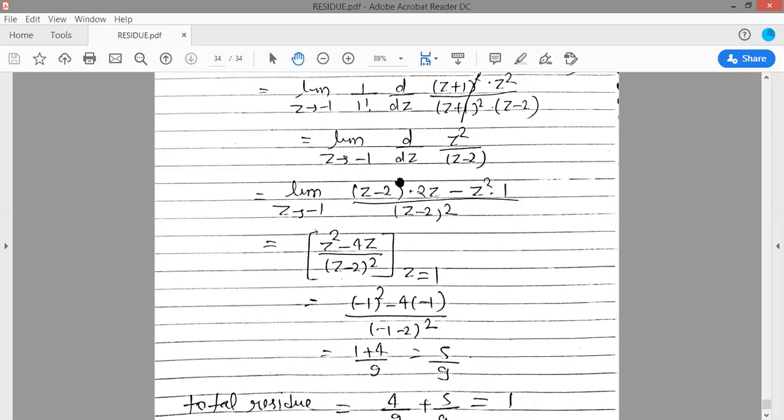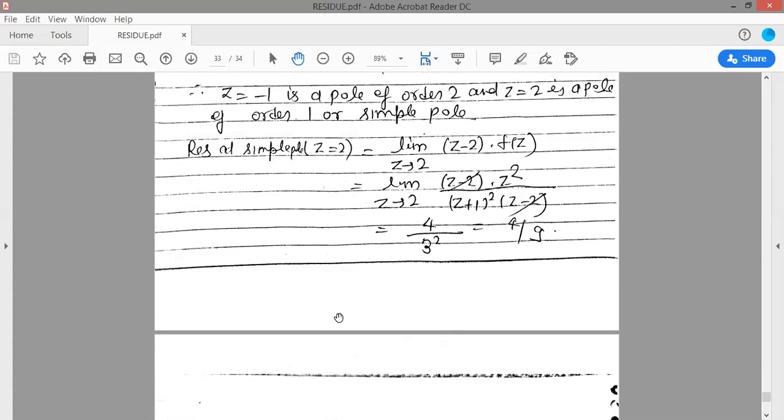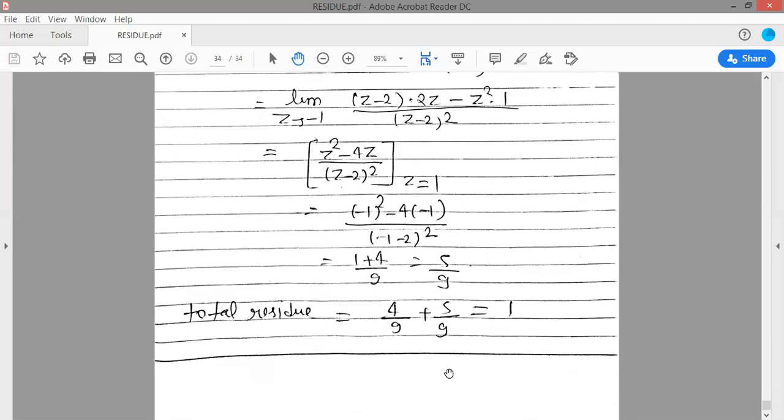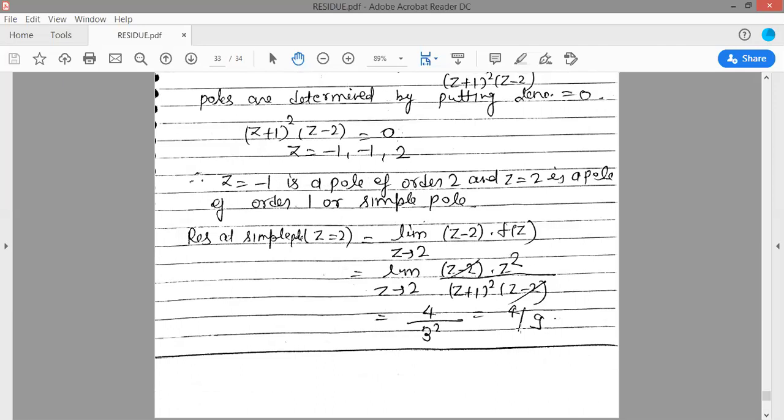Now you are getting (z² - 4z) upon (z-2)², and we find this value at z = -1. So just write z = -1, then you will get (1+4) upon 9, which is 5 upon 9. So you can calculate your total residue. The residue at the simple pole is 4 upon 9, and the residue at the pole of order 2 is 5 upon 9, and if you add both of them, you get 1. So the total residue value is 1 here, and the separate values are 4 by 9 and 5 by 9.